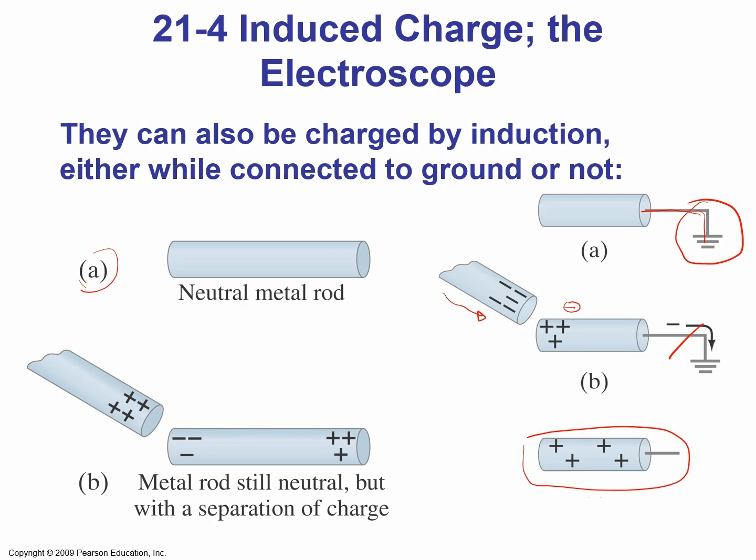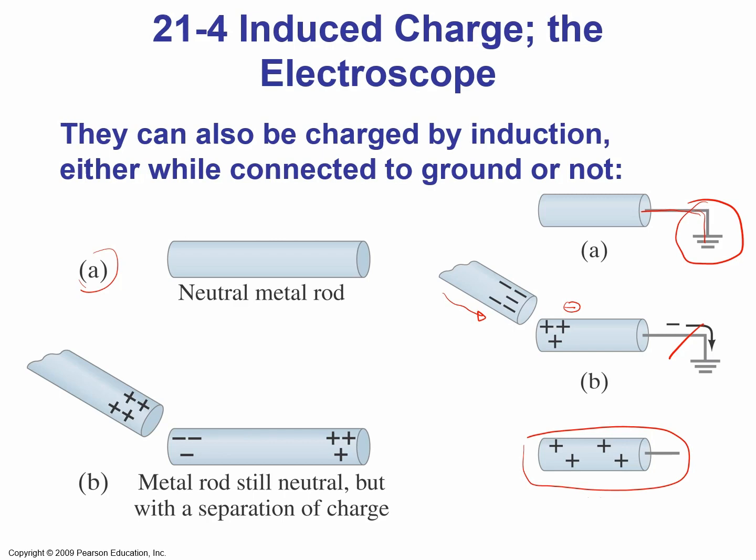On the other hand, if we don't have any connection to the ground, and therefore we don't have any flow of electrons from the rod to the earth, the distribution of the charges will be changed inside the metal because the charges are freely moving inside the metal, but overall the metal still stays neutral.